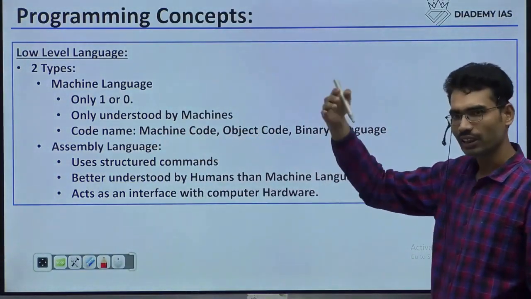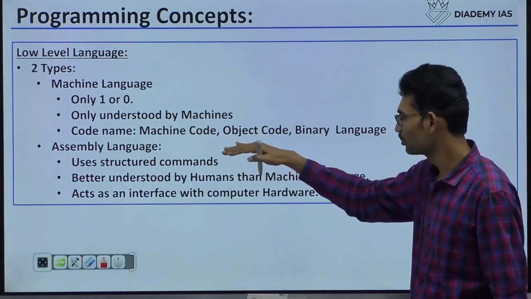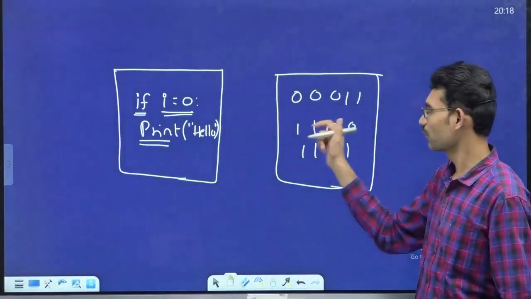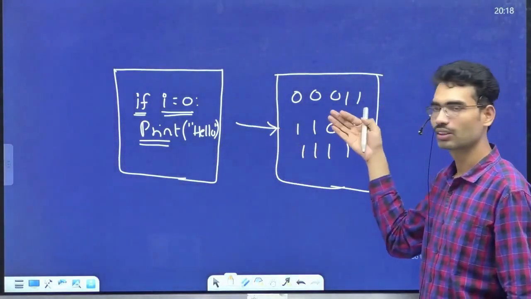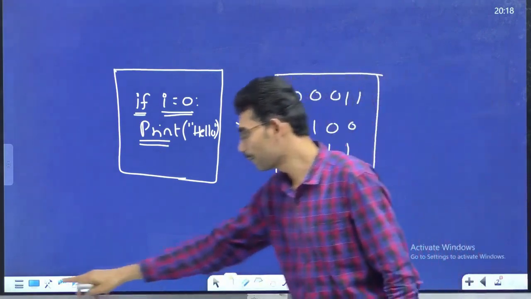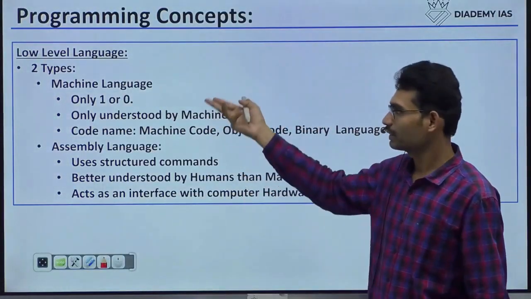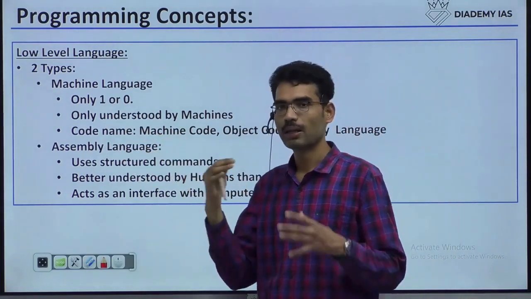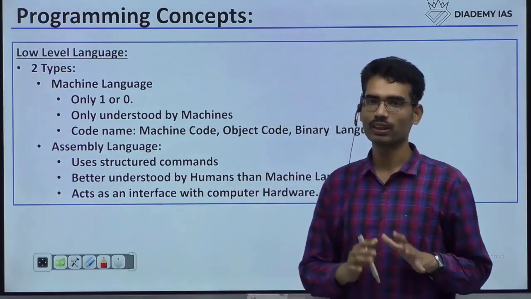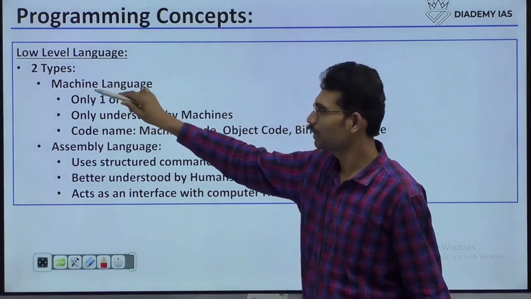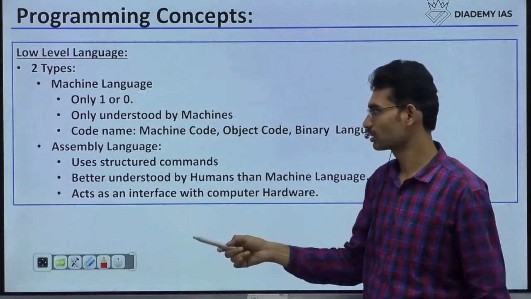Different names are there: machine code, object code, binary language. Whatever code is converted into this form, only ones and zeros, is binary code, object code, or machine code. There is a second type of language, somewhat better understood by human beings. It is somewhat close to human language, but machine language is always ones and zeros.